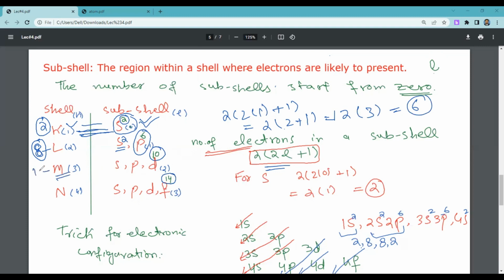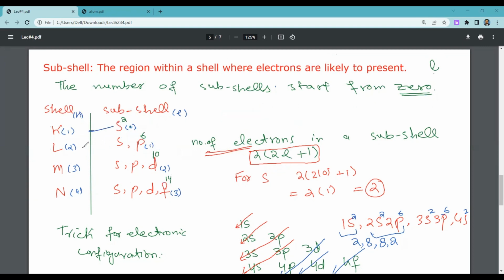Similarly, you can see that N can accommodate 32 electrons. For M, 2, 6, and 10 give 18. For N, F has 14 electrons, D has 10, P has 6, and S has 2, therefore 32 electrons are completed. Now you also have an idea why K has 1 subshell, L has 2, M has 3, and N has 4 subshells.